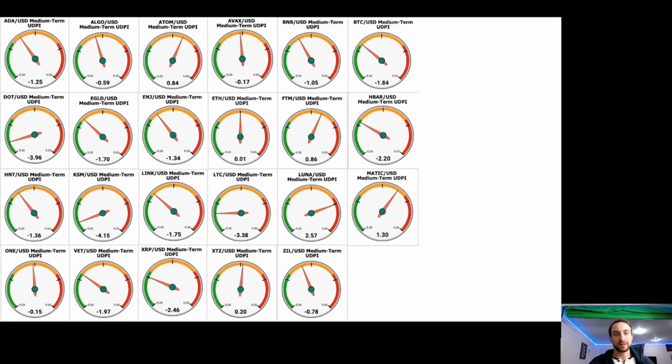This is a brief update about the current state of the upside downside potential indicator for Bitcoin, Ethereum, and the 21 altcoins that we're currently monitoring.